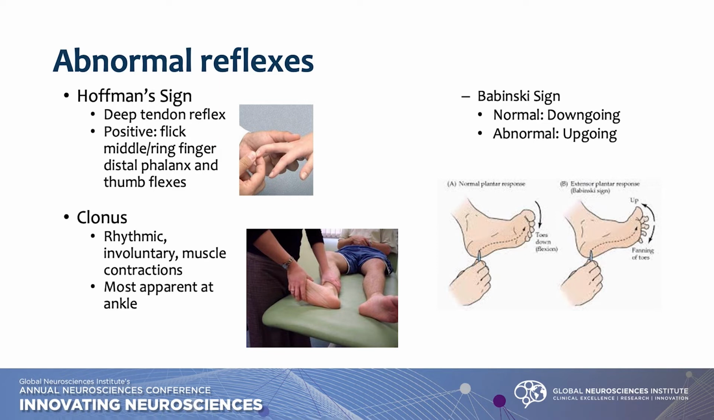And then Babinski sign, certainly part of that constellation of upper motor neuron dysfunction. Normal is downgoing. Abnormal is this upgoing toe with flaring of the smaller toes.